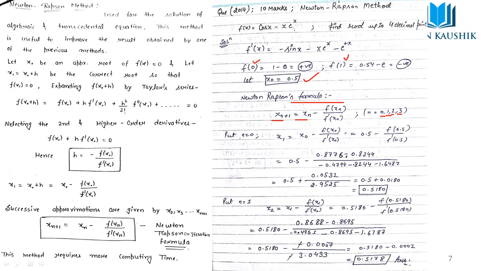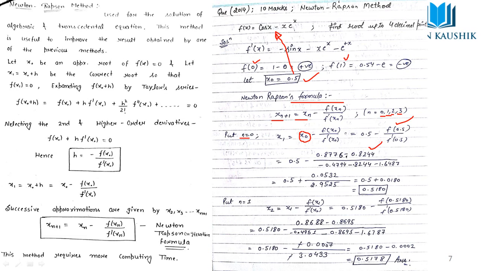So when you put n equals 0, what will happen? x1 equals x naught minus f of x naught divided by f dash of x naught. What is x naught? That is 0.5, which we have assumed. What is f of x naught? The value of the function at 0.5. Just put the 0.5 over here, you will get this value. Okay, f of x naught, you will be getting this value.